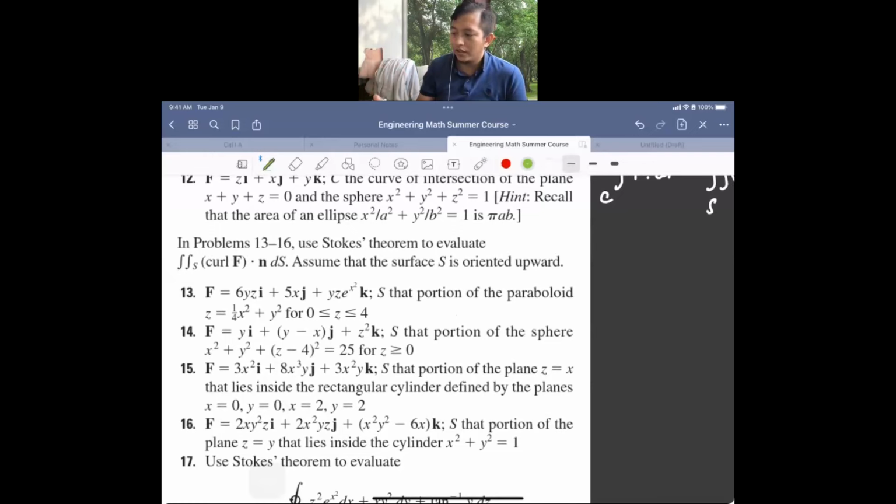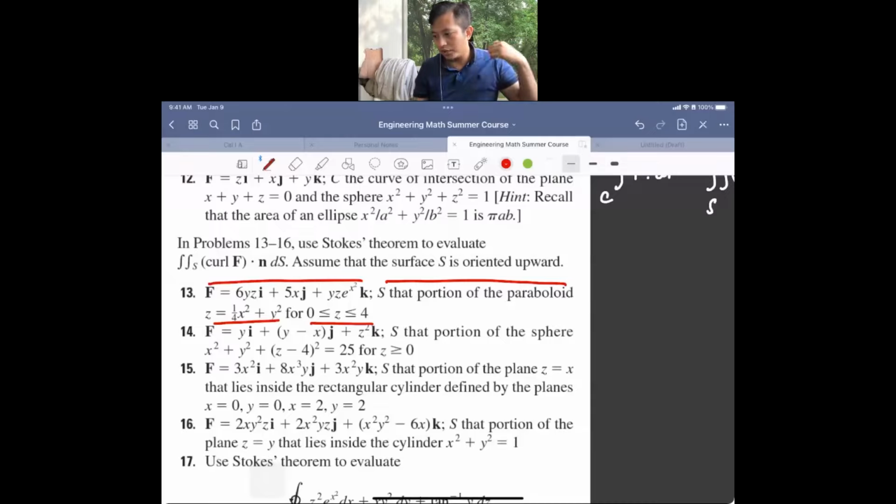Another problem is directly asking for the double integral over S of curl F dot n dS. We are given a vector field, and we have dS. It's a portion of a paraboloid, with z from 0 to 4. If you can draw, you might draw to see what the conditions are. Since the paraboloid is z equals 1 over 4 times x squared plus y squared, I think we can take some substitutions and then go into polar.